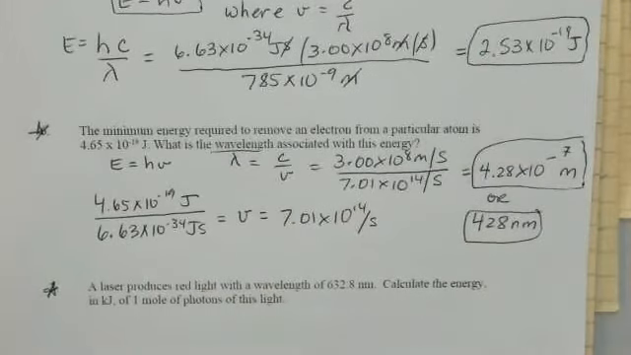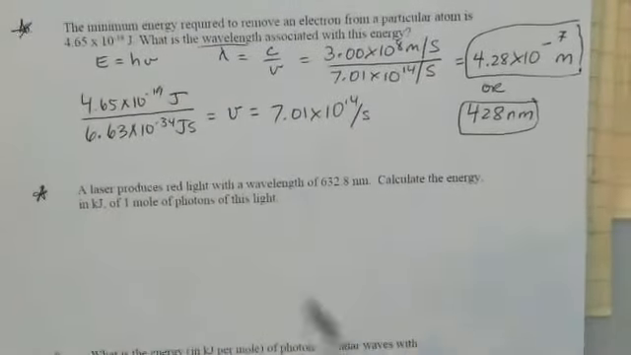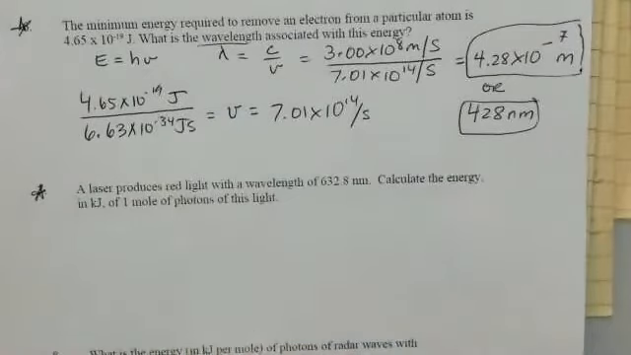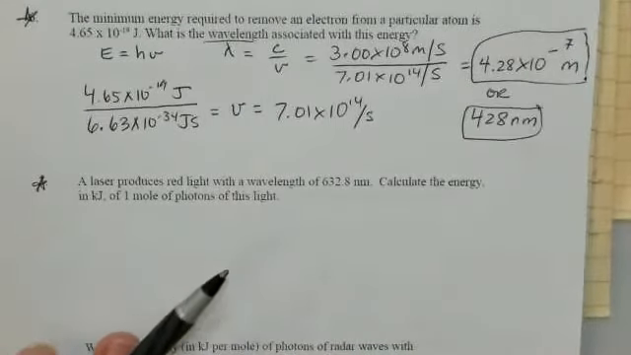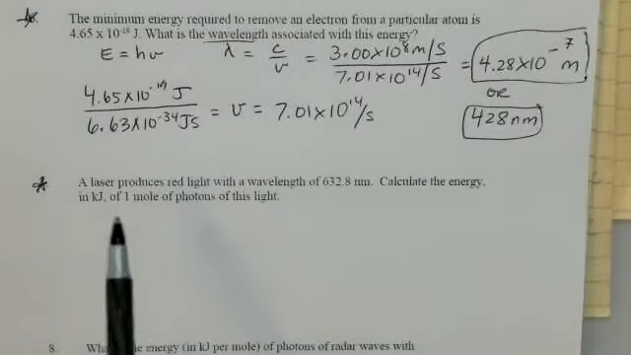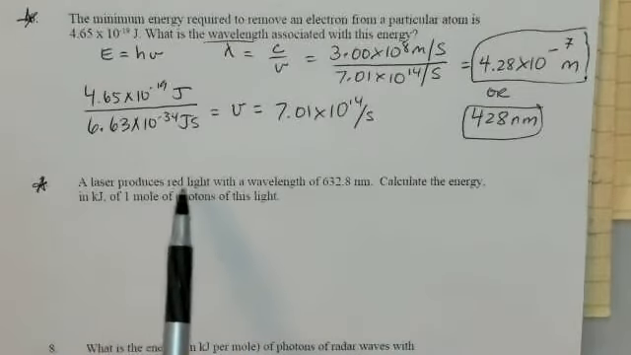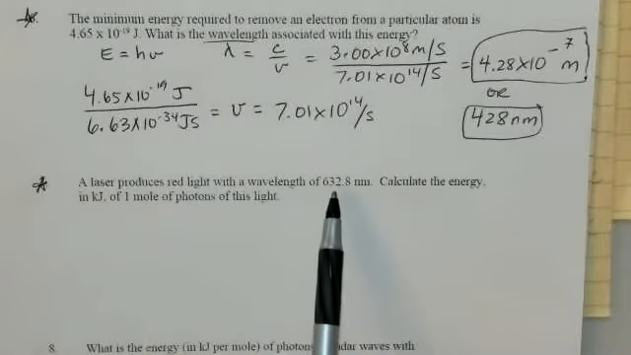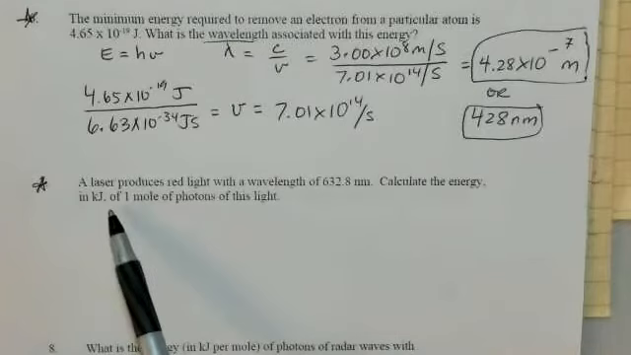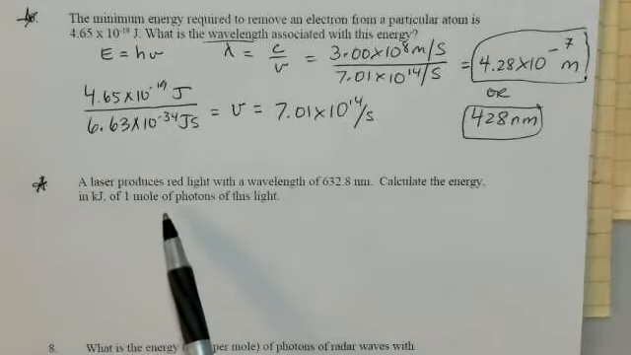All right, so next one. Again, this is just looking at one little particle of light. We're just looking at one photon of energy. Energy is really small. So the next question, now tying it into moles. Avogadro's number is going to come in here. So we have a laser that produces a red light with a wavelength of 632.8 nanometers. We want to know the energy in kilojoules of 1 mole.